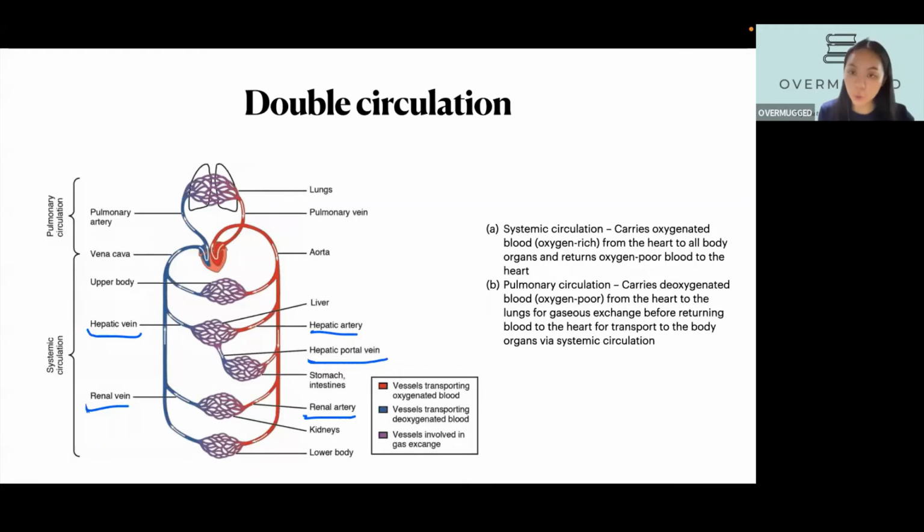Yeah, so this is the whole flow. There is systemic circulation and pulmonary circulation. Pulmonary, just given its name, you know that it carries blood between the heart and lung. And systemic is everywhere else. Okay.